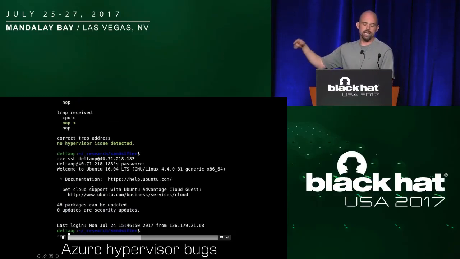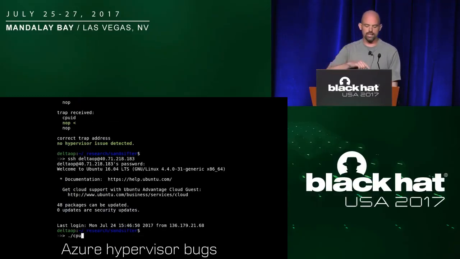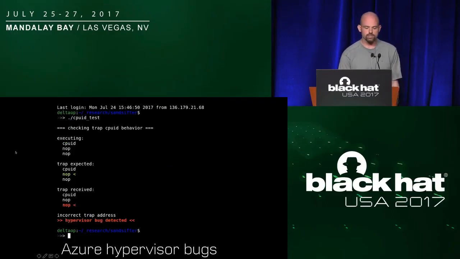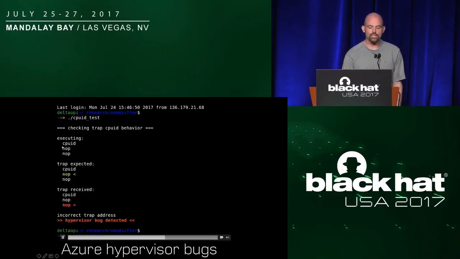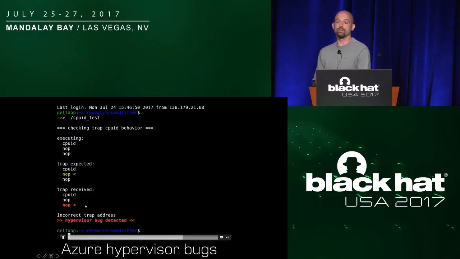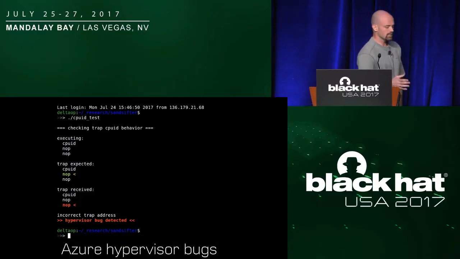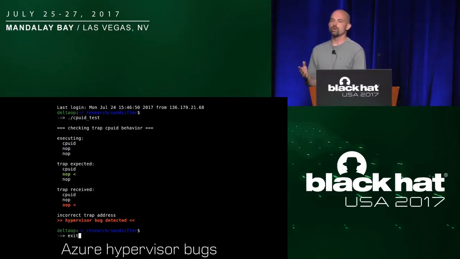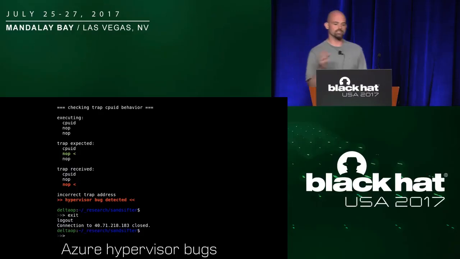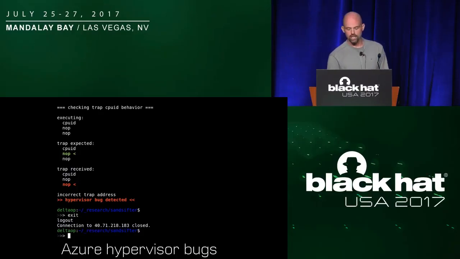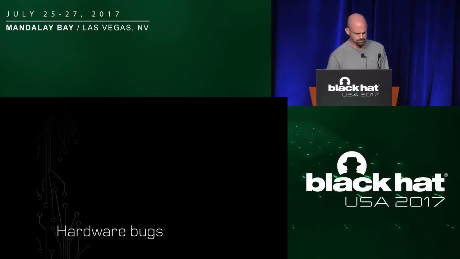But if I SSH into my Azure instance and run that exact same program, we're now going to get entirely different results. We executed CPUID NOP NOP and we expected a trap on that first NOP. What we got was a trap on the second NOP. The hypervisor forgot to emulate the trap exception. Now this is not a security critical bug. This is a very, very minor thing, but it's always a little unsettling when the hypervisor is not properly emulating some of the very basic functionality of the underlying architecture.